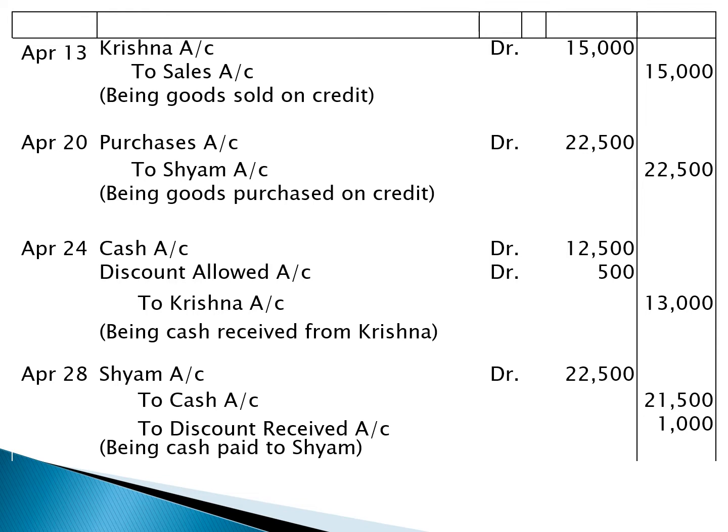Coming to the next transaction, here we have to pay cash to Sham. 22,500 rupees should be paid to Sham, but we are paying only 21,500 because 1,000 rupees is the discount received from Sham. So the entry is Sham account debit 22,500, to cash account 21,500, to discount received account 1,000 rupees, being cash paid to Sham.